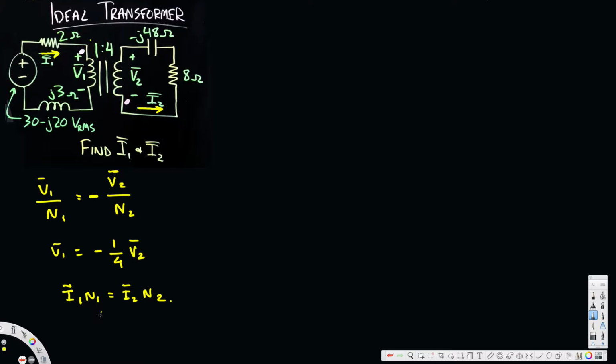Now N1 is 1 based on the turns ratio, and N2 is 4. So this becomes I1 bar is equal to 4 I2 bar.